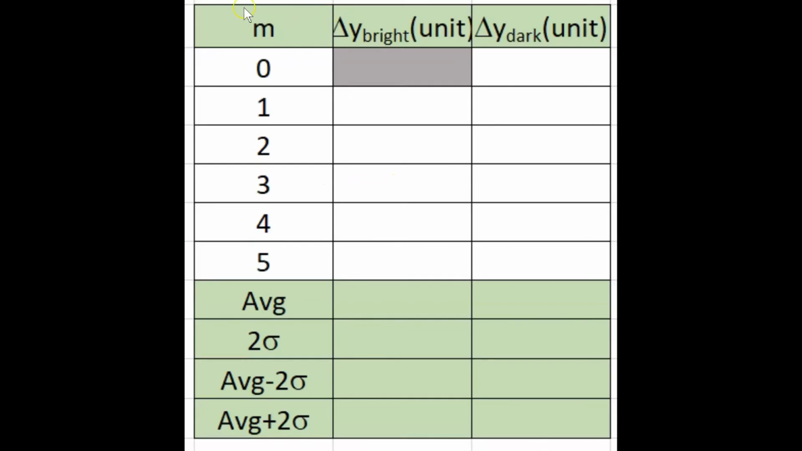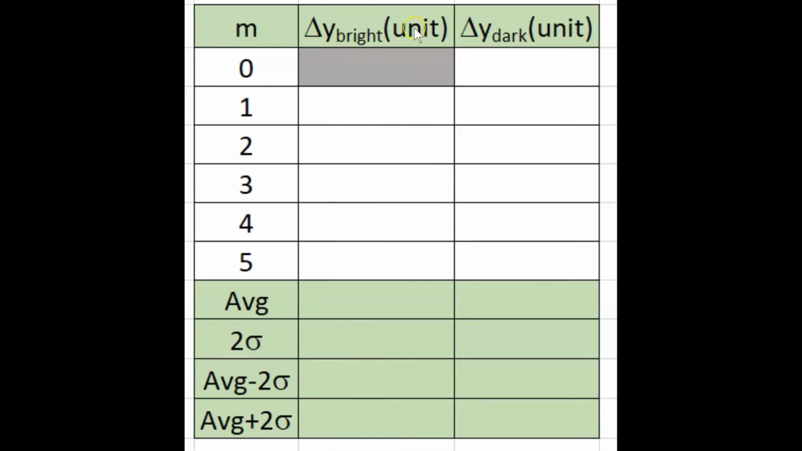Okay, so here it is. I have a column of the m value, which is the fringe, and you can see that I'm going from 0 to 5. We measure everything relative to m equal to 0, so this is darkened out because we don't have a value there. That is the actual 0. And then you could see here that I have delta y bright and delta y dark. These are the units that will have to be converted into centimeters.